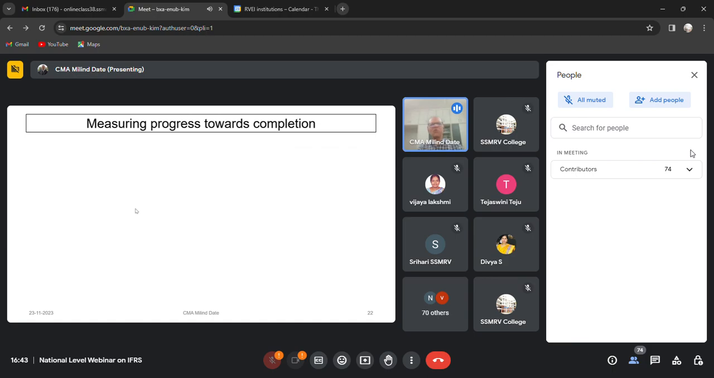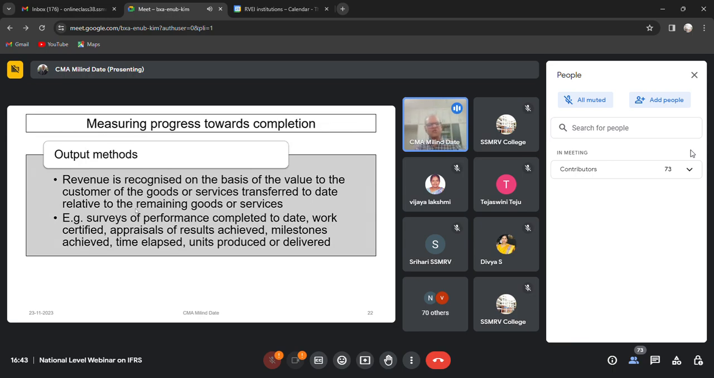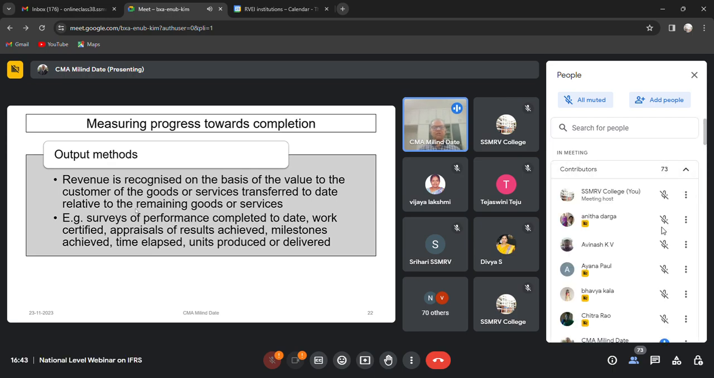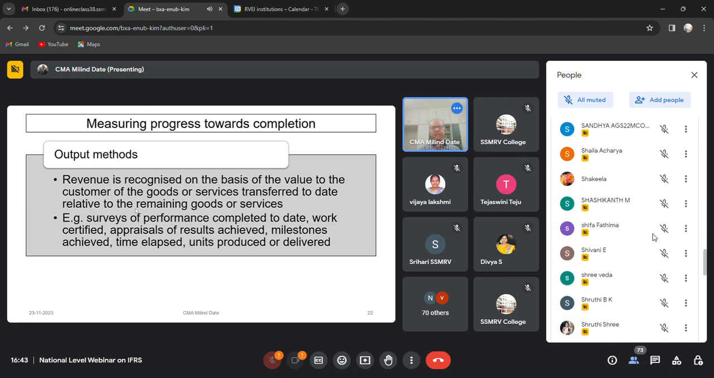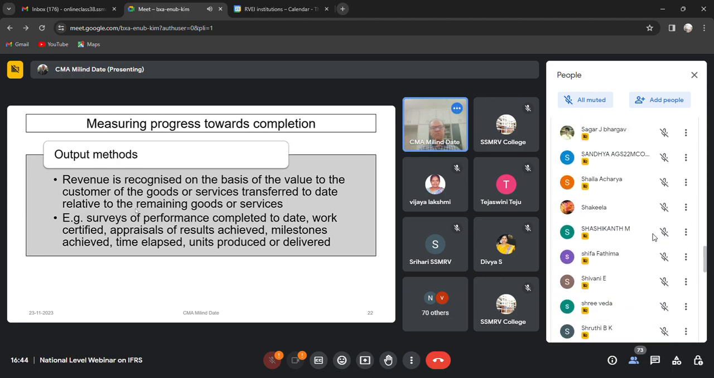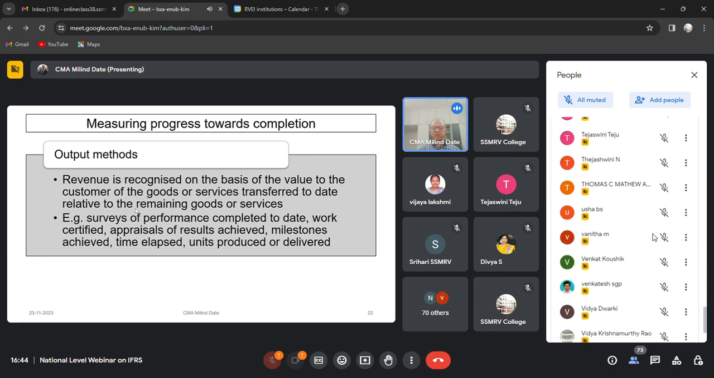So how do you measure the progress towards completion? There are two methods, namely the output method and the input method, that are given by the standard. The output method is pretty straightforward and simple. Revenue you recognize based on the value to the customer, the value of the goods and services that are transferred to date relative to the remaining goods and services. So for example, direct surveys of performance completed can be done.